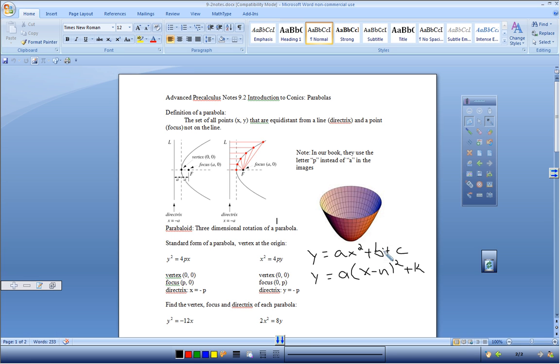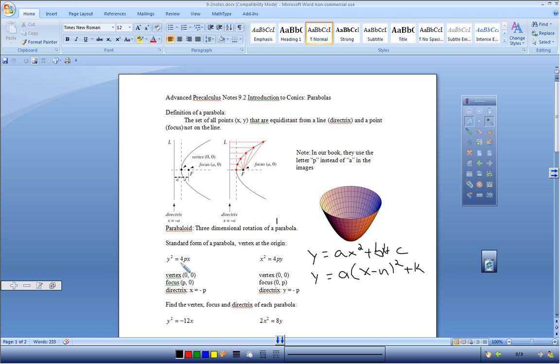And whoops, I forgot an x there. bx plus c, and that's called standard form. But when we're given this definition of a parabola, which includes the focus and directrix, then we would write these ones, the kind we're used to, a right side up parabola with y equals. These can be converted into this one over here.